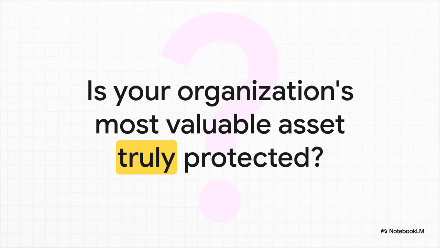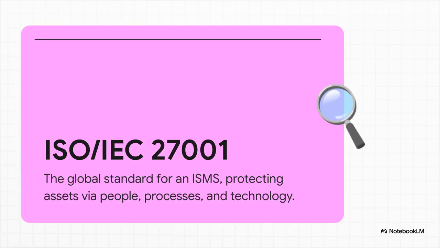Your information. Well, the answer is a master blueprint, and it's called ISO 27001. You can literally think of it as the architectural plan for your digital fortress. This isn't just about putting up a firewall or installing some software. It's a globally recognized standard for a complete information security management system, or ISMS. It's all about systematically managing and protecting your information by looking at the whole picture: people, processes, and technology.